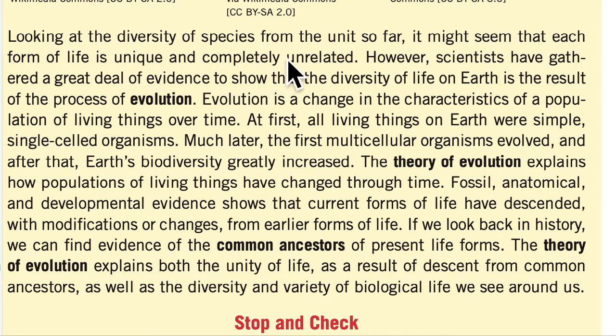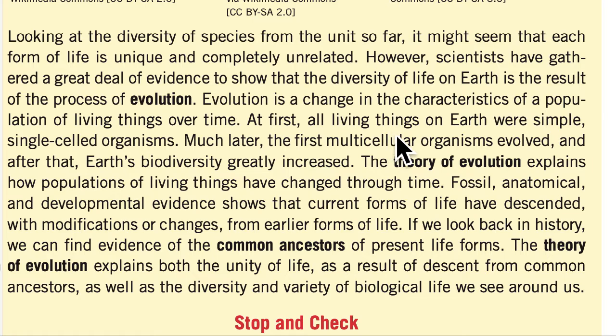Looking at the diversity of species from the unit so far, it might seem that each form of life is unique and completely unrelated. However, scientists have gathered a great deal of evidence to show that the diversity of life on Earth is the result of the process of evolution. Evolution is a change in the characteristics of a population of living things over time.